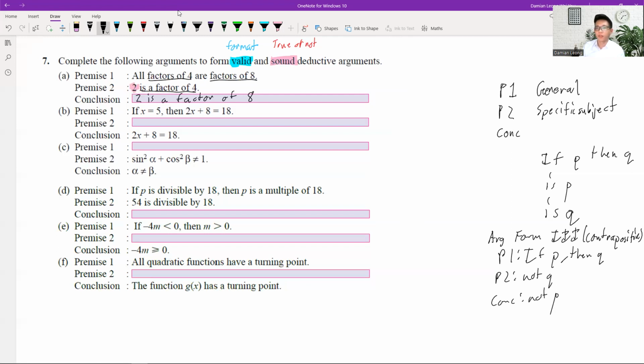Premise 1, if x equals 5, then 2x plus 8 equals 18. Then I have premise 2. The conclusion is 2x plus 8 equals 18. So it fulfills this condition, which means it should fulfill the first condition, x equals 5. The subject here is x. It's still x, it doesn't change. Not necessarily do they have to change that.